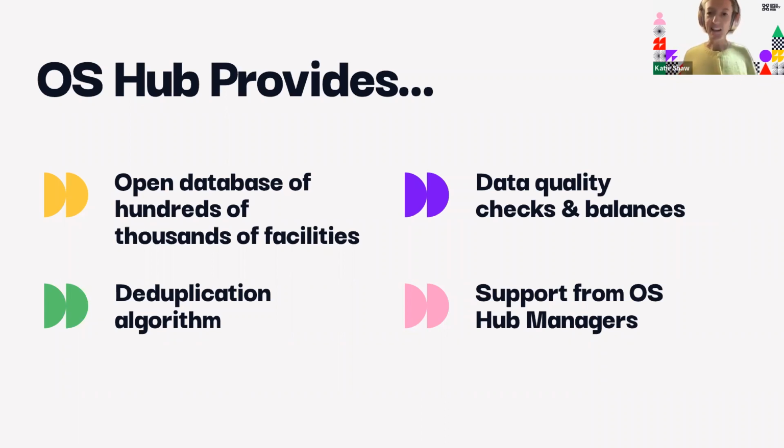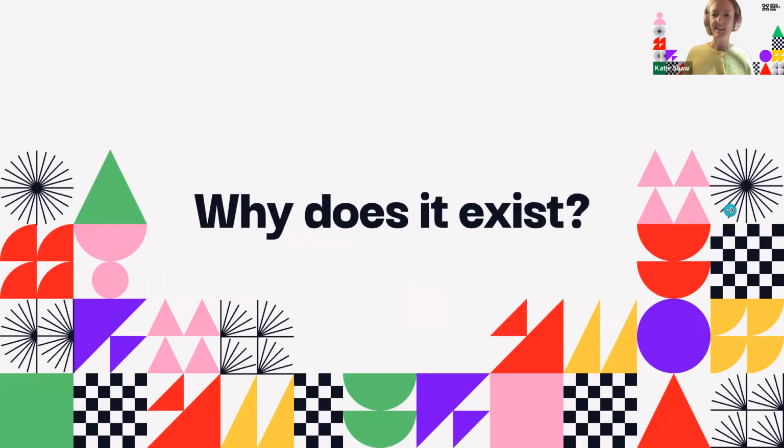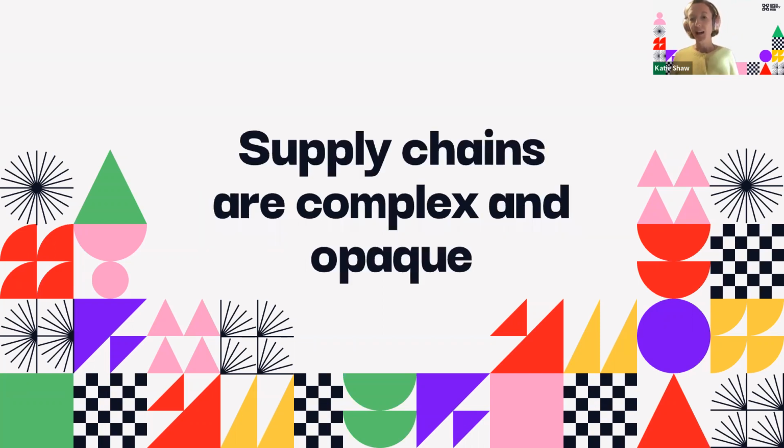But moving on to the next slide, why is it that we built Open Supply Hub? Why does it exist? And what were the challenges that we were facing? As many people joining this webinar will know, supply chains are incredibly complex and opaque. But with that opacity and that complexity, many of the greatest issues of our time are able to remain hidden and to proliferate.